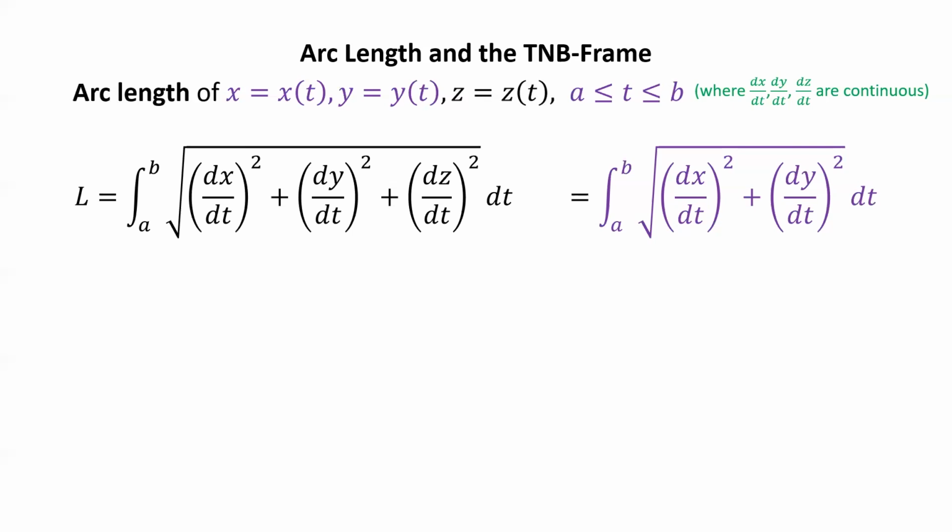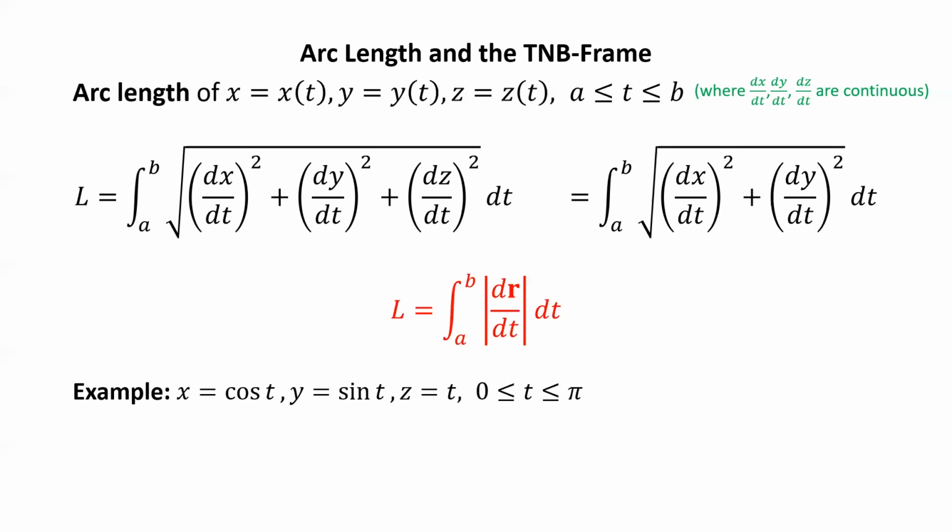Both of these formulas are exactly the same when you express them in terms of the length of the derivative, right? The square root of (dx/dt) squared plus (dy/dt) squared plus (dz/dt) squared is just the length of dr/dt. And same goes if we're in 2-space. So a single arc length formula that works independent of the dimension is that the length is the integral from a to b of the length of dr/dt dt.